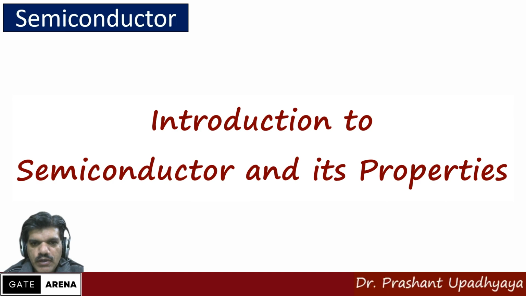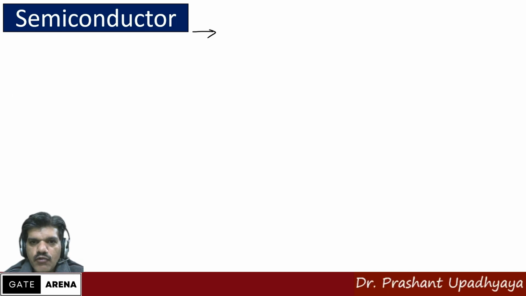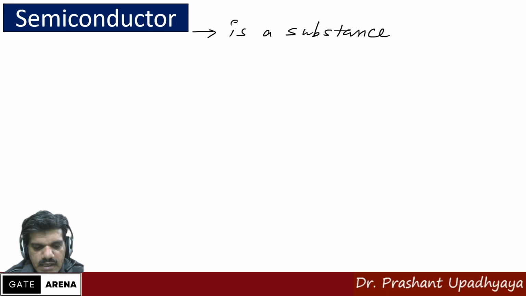In today's lecture, we are going to talk about the semiconductor. In the previous lecture, we talked about semiconductor materials, and in this lecture, we will be focusing on the semiconductor. When we talk about the semiconductor, we say that a semiconductor is a substance which has a resistivity in between that of a conductor and an insulator.